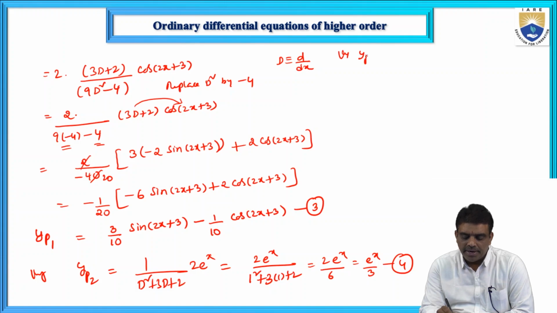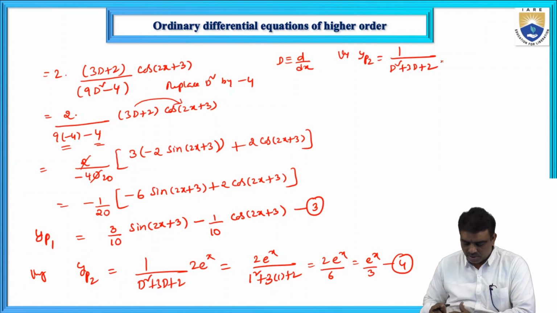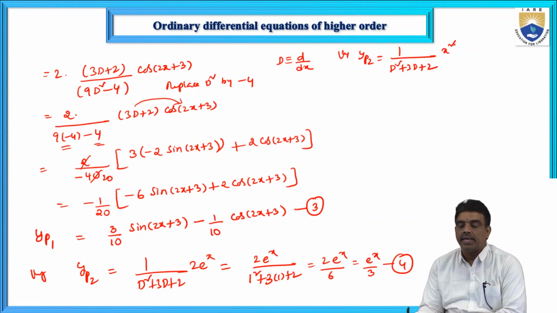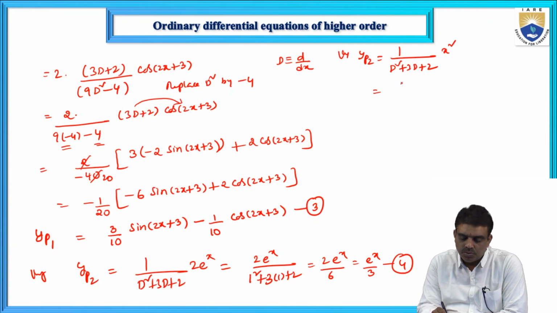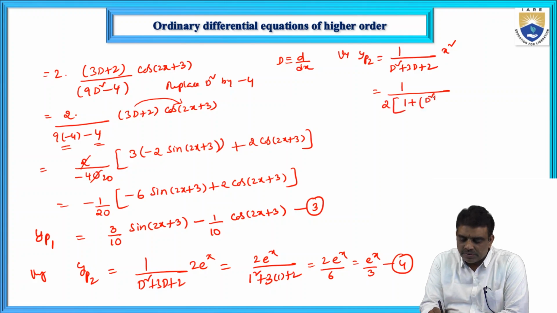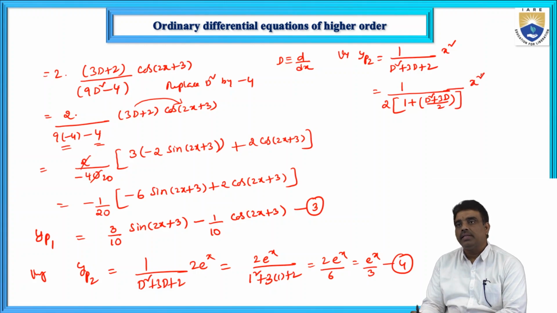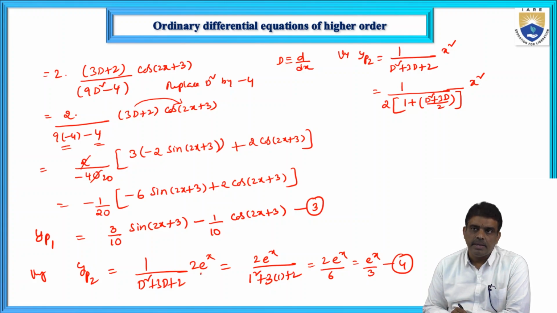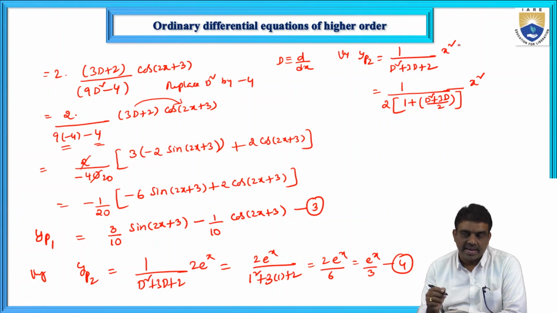Similarly, last one, yp3 is equal to 1 by D square plus 3D plus 2 of, what is the last term? x square. The last term is x square. So to take 2 outside, this is 1 plus D square plus 3D by 2 of x square. This comes under model number 3 of finding the particular integrals, because it is the x power k model. The first one is the cos bx plus c model. Second model, e power ax, that is the first model. It is the x power k model.